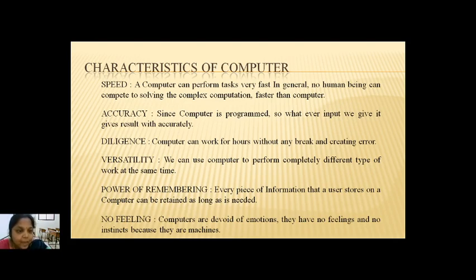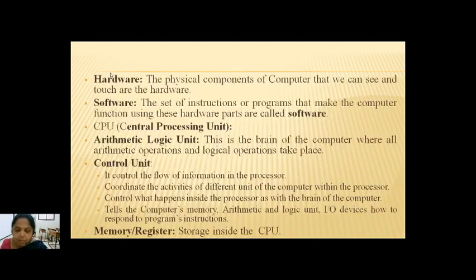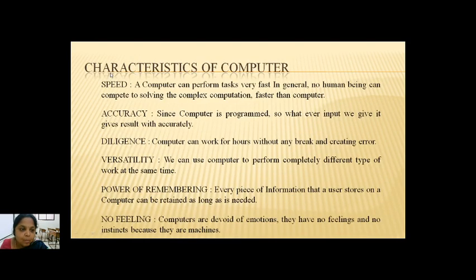To begin with, we have something called speed. What does this mean? The word itself narrates the whole story. It's that computers are much faster. Computers are much faster than the human. What does this next word mean? Accuracy.